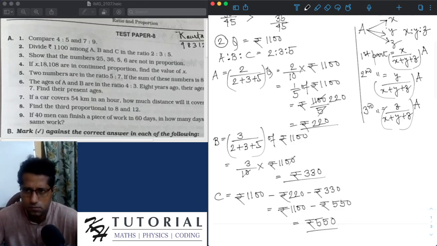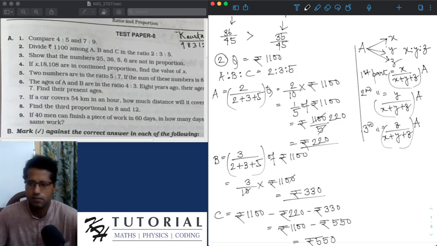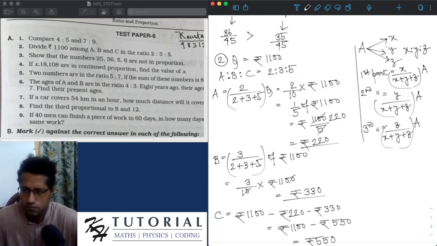Okay. So this was the concept that I have written on the right hand side for dividing a quantity A into three parts, which are in the ratio x is to y is to z. The part whose corresponding term in the ratio is x will be x by x plus y plus z into A. Similarly, the second part will be y by x plus y plus z into A, and the third part will be z by x plus y plus z into A, where A is the total quantity.